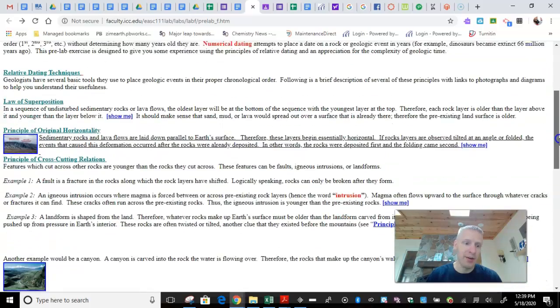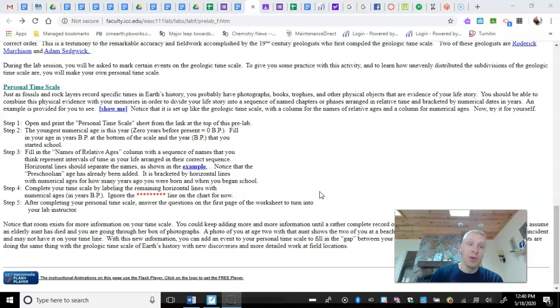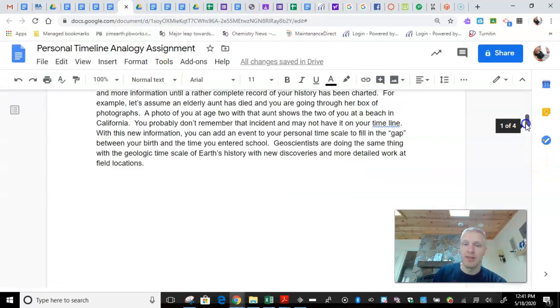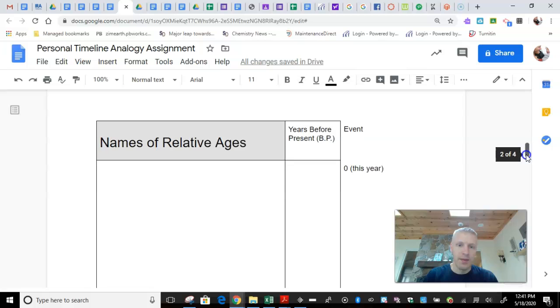Alright, so just showing you how to do this. We have a worksheet with some questions, not too many. But first we have the timeline analogy, and right here are the directions. I also have them on the actual assignment, just copied and pasted. In a nutshell, I'll show you through example, but we have years before present, BP. BP stands for before present.